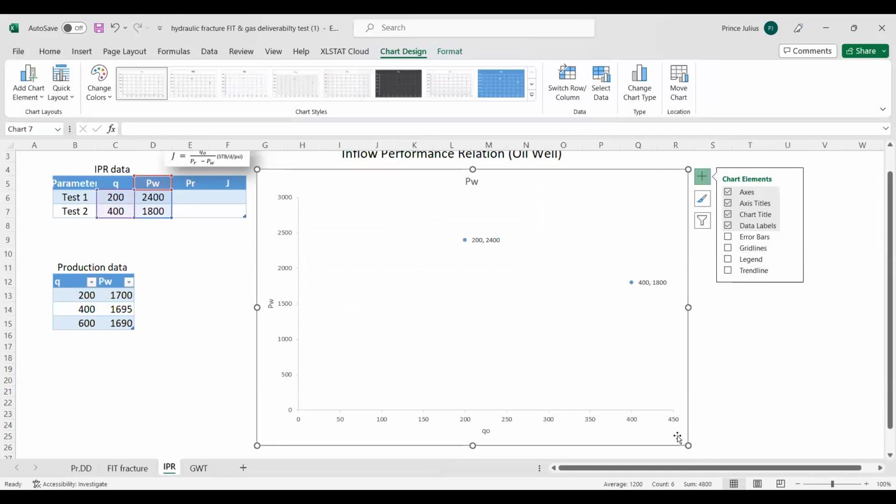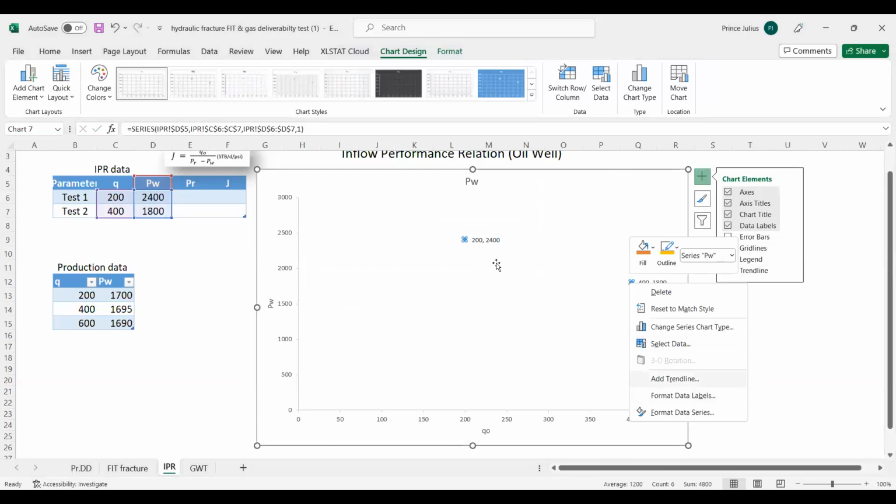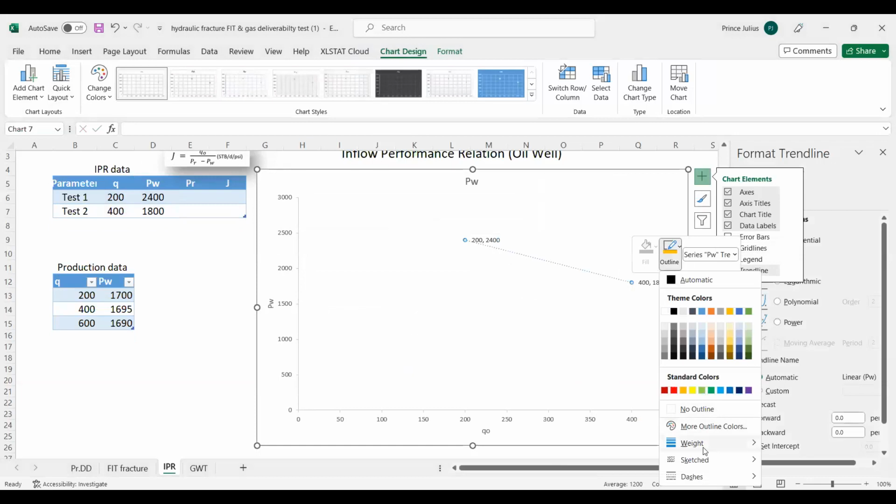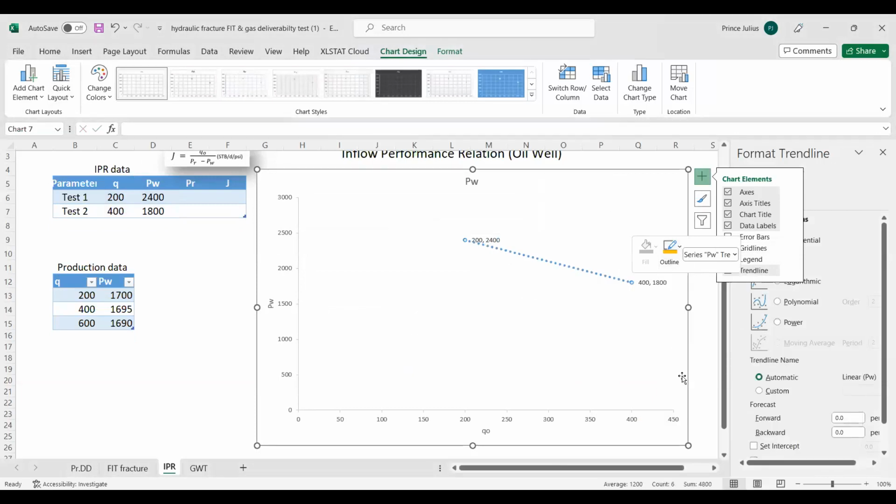So right now, first of all, I need to connect these 2 points. That can be done by adding a trend line. So you just add a trend line that connects both of them. We can adjust the trend line to look even sharper like this. From here onwards, we need to project this trend line onto the X and Y axes to get PR and AOFP. So the X-axis intercept will be AOFP and the Y-axis intercept will be reservoir pressure, the way we have discussed.